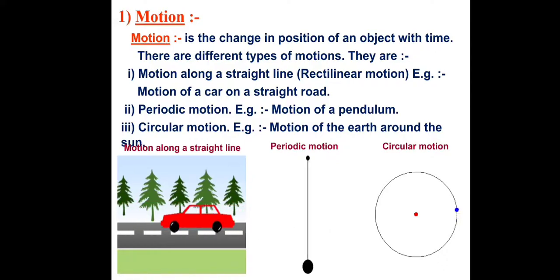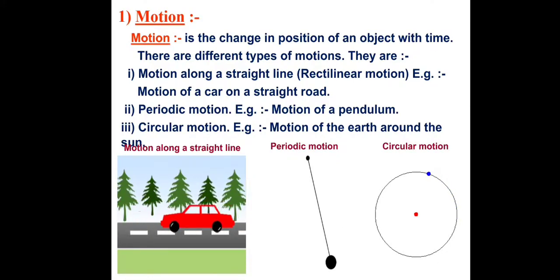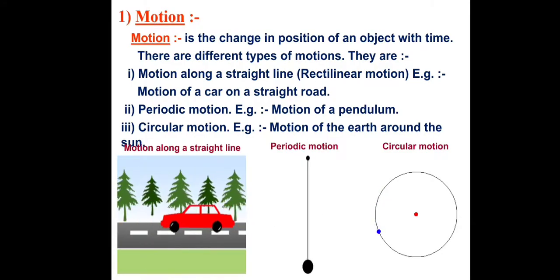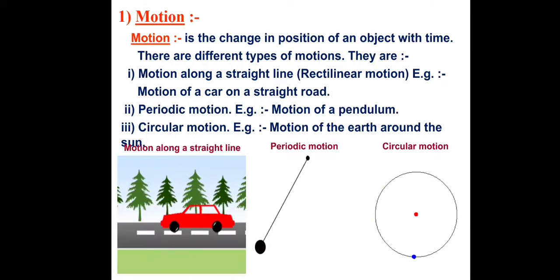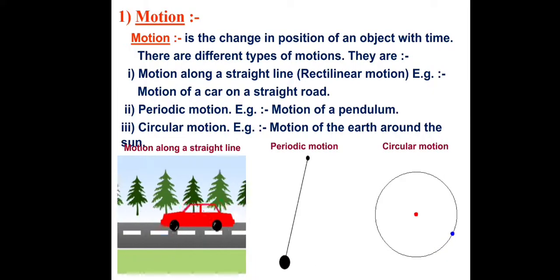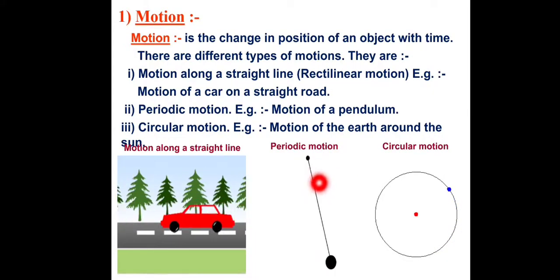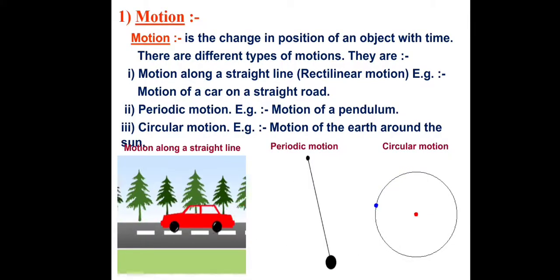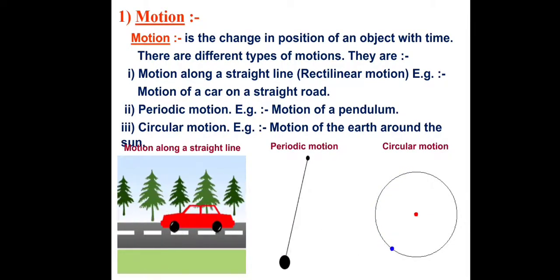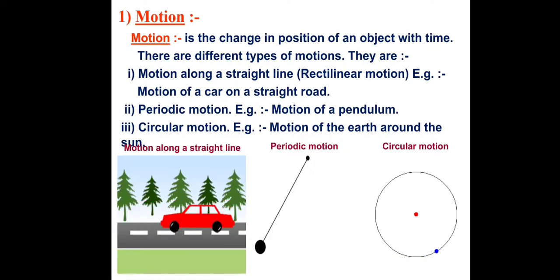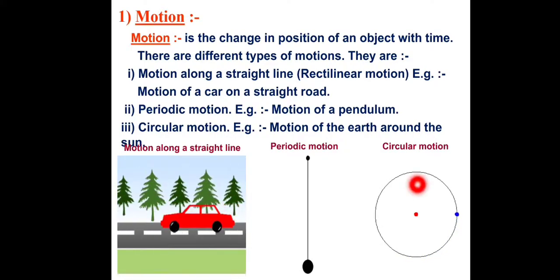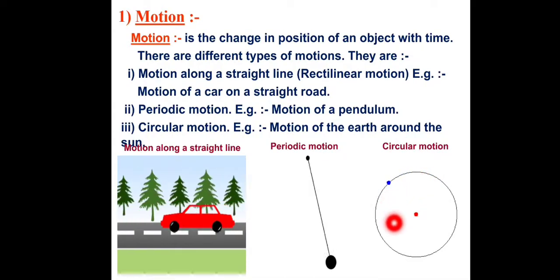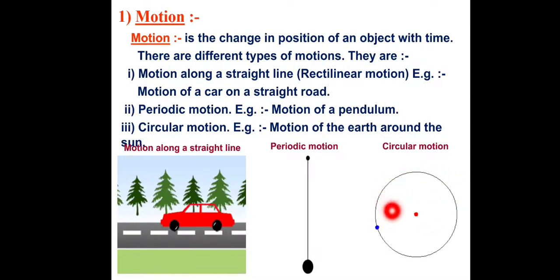Second type of motion is periodic motion, and its example is also on your screen. Motion of a pendulum. The second figure which you can see here, this one. And the third is circular motion. Example, motion of the earth around the sun. So this is the sun and earth is revolving around it.